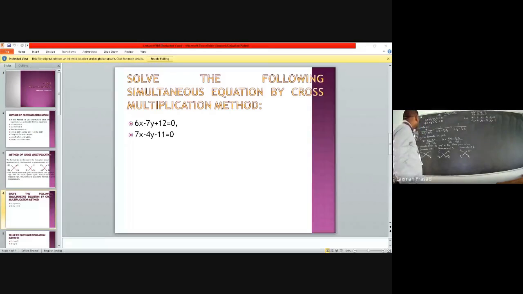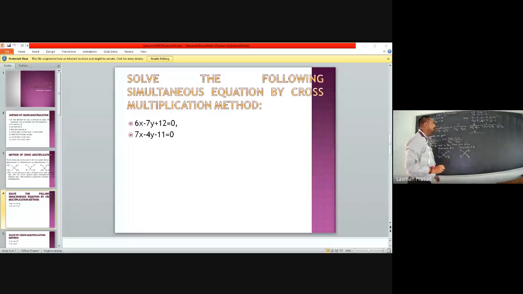So again, I am writing the formula: x upon b1 c2 minus b2 c1 equals y upon c1 a2 minus c2 a1 equals 1 upon a1 b2 minus a2 b1. See, same formula.